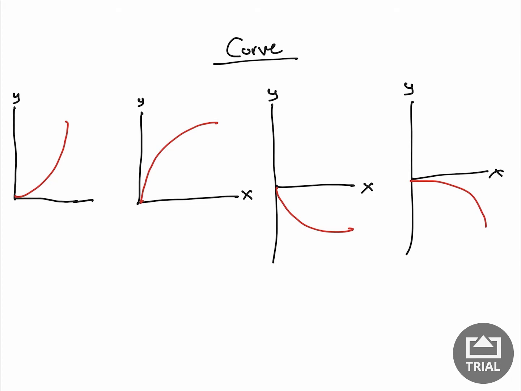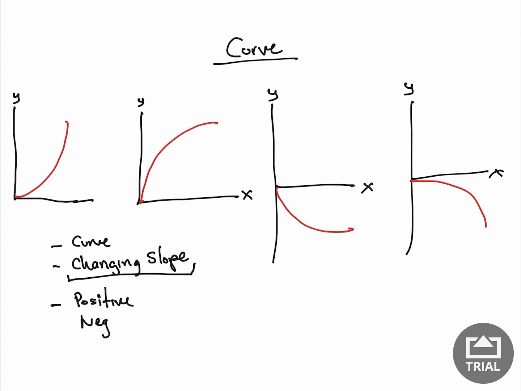Now, when you're dealing with a curve, guys, your first job is to identify that you're dealing with a curve. The second thing that you need to understand is that all curves have a changing slope. That means that the slope is not constant. It's always changing. That's a feature that the curves have. Also, guys, you need to understand that it could be a positive or a negative slope.